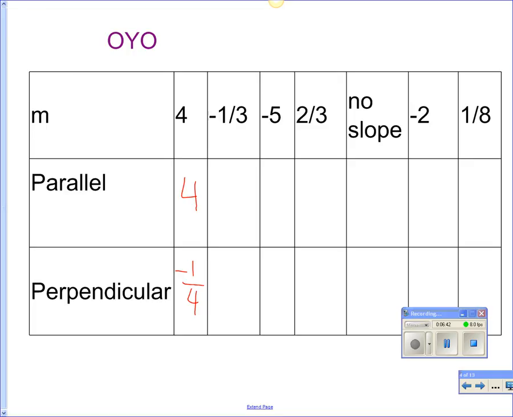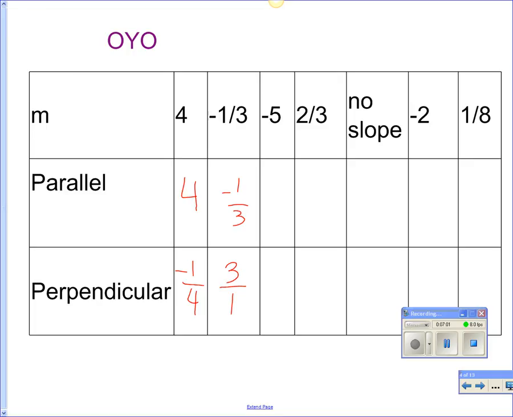Good. Who got that one? 4, -1/4? Very good. Excellent job. Chuck, what about this one, -1/3? Good. 3/1 or 3. You could just put 3 and it would be correct.